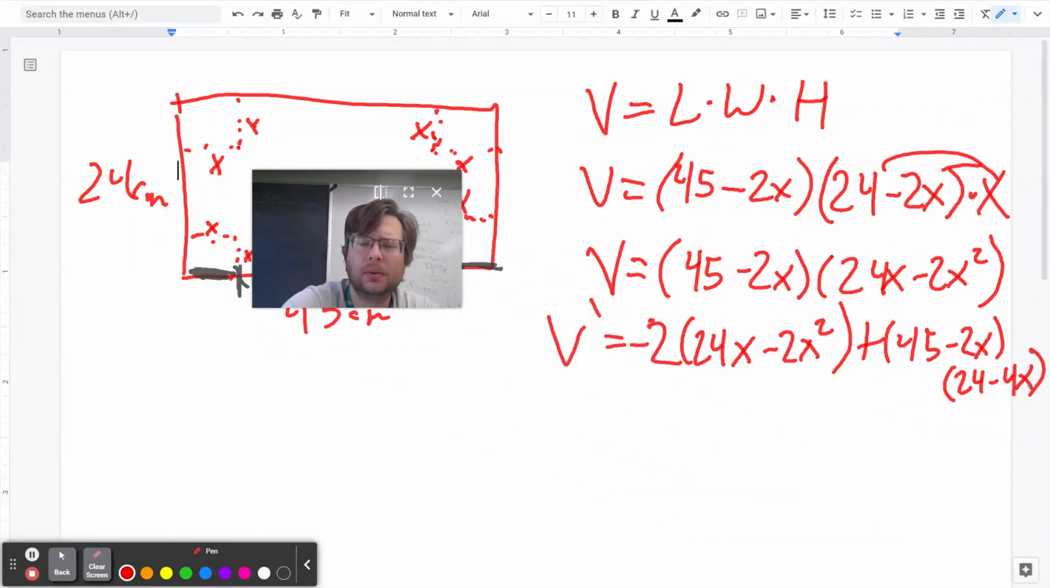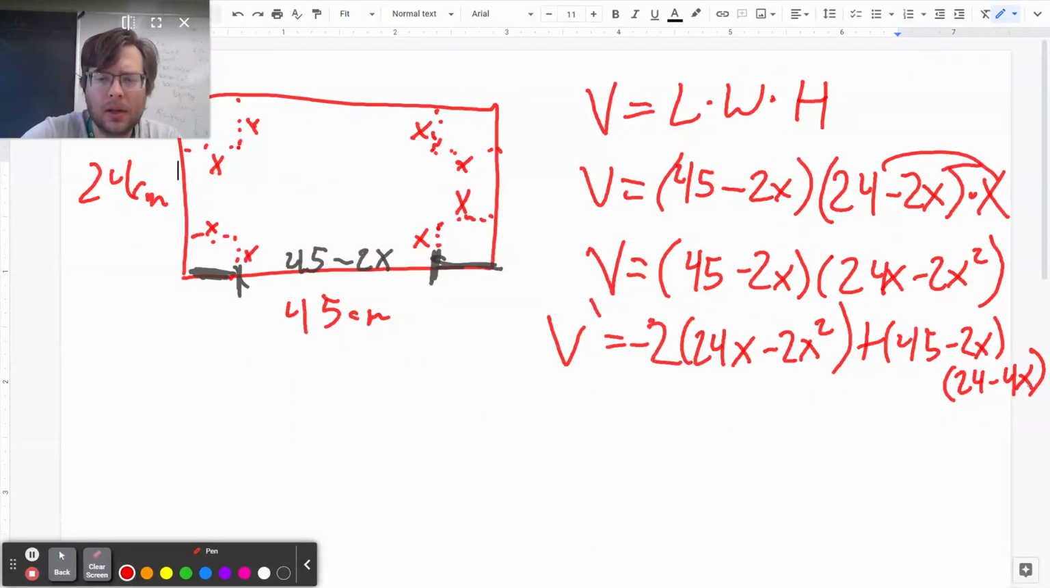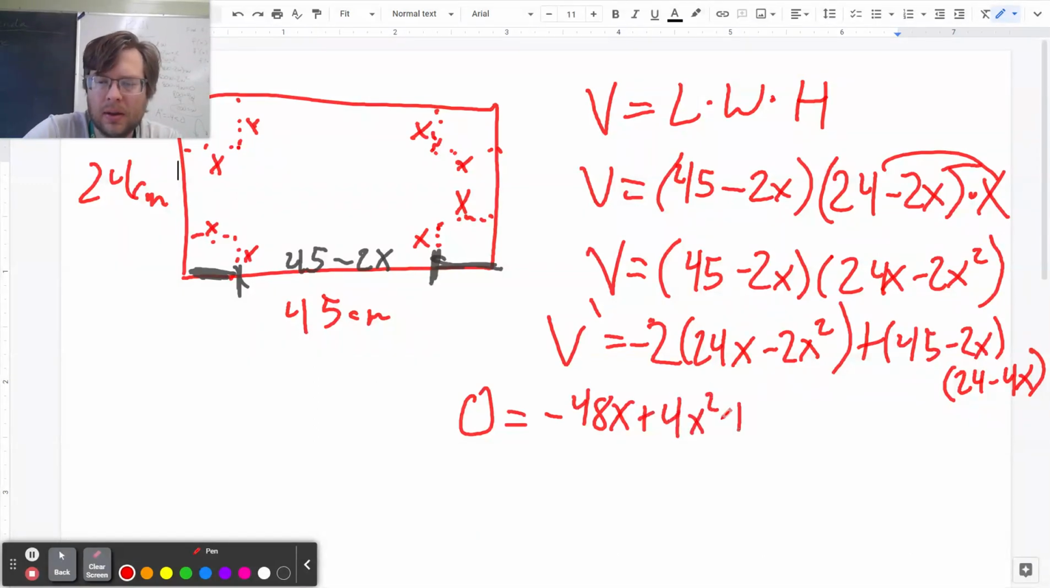I need to figure out when this equals 0. So I guess there's no way around it. We just need to multiply everything out. So negative 48x plus 4x squared, plus, and then I'm going to distribute. So 45 times 24, so we have 1080, and then 45 times 4 is 180x, and then we have 2 times 24 is 48x, and then 2 times 4 makes positive 8x squared.